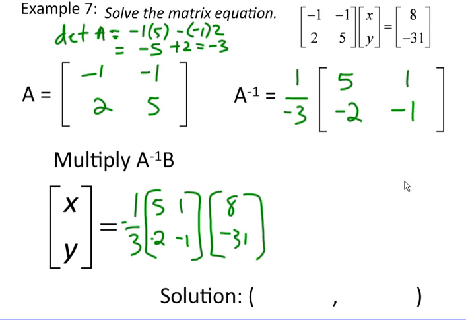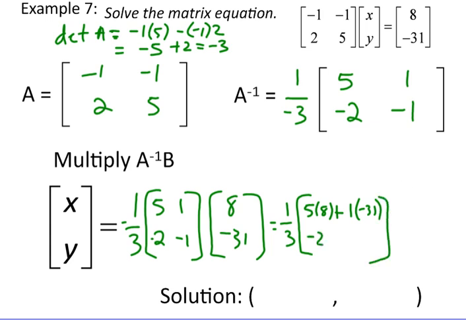All you have to do is follow the steps. They wrote it in for us already in the matrix form. We have to identify the determinant of A. Once we do that, we find A inverse. Then we take A inverse times the constant term, with the scalar being 1/3. Do not multiply that scalar until the very end. 5 times 8 plus 1 times -31. And we have -2 times 8 plus -1 times -31.